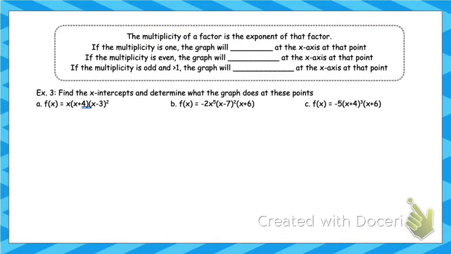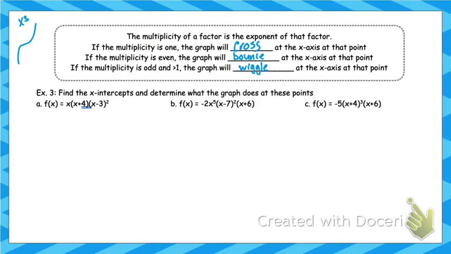So if that factor's exponent is 1, your graph will cross at the x-axis. If the multiplicity is even, the graph will bounce. Or you may have heard the word touch or tangent last year, maybe. If the multiplicity is odd and it's greater than 1, then the graph will wiggle or kind of bend at that point. So think about x cubed. x cubed looks like this. It still grows through that point, but it kind of bends as it goes through. So that's what the wiggle will look like.